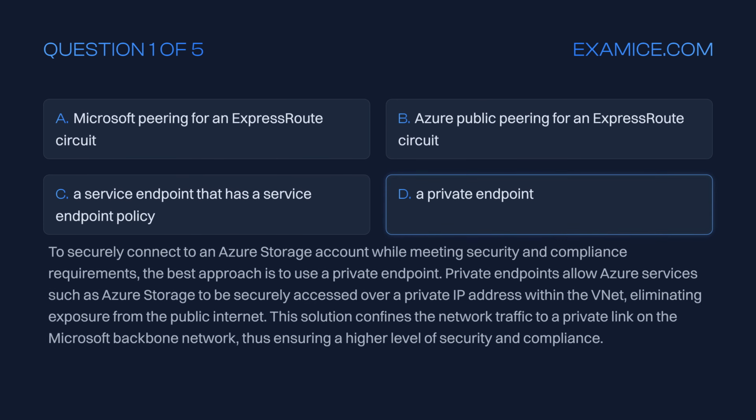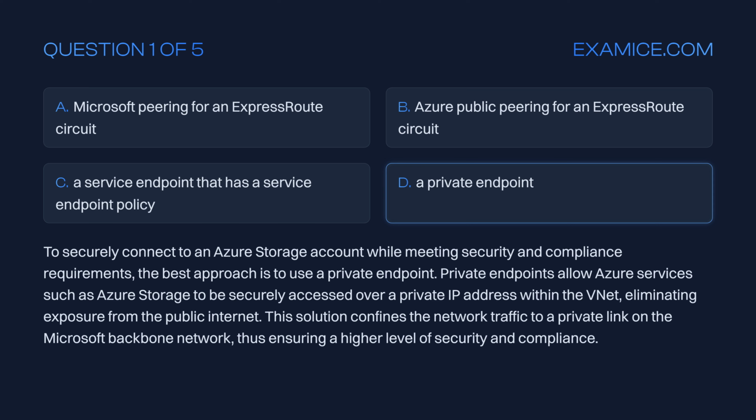The answer is option D. To securely connect to an Azure storage account while meeting security and compliance requirements, the best approach is to use a private endpoint. Private endpoints allow Azure services, such as Azure Storage, to be securely accessed over a private IP address within the VNet, eliminating exposure from the public internet. This solution confines the network traffic to a private link on the Microsoft backbone network, thus ensuring a higher level of security and compliance.